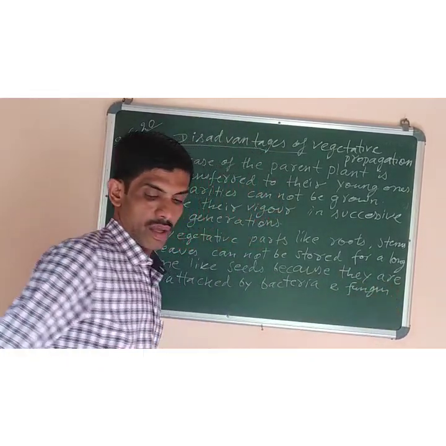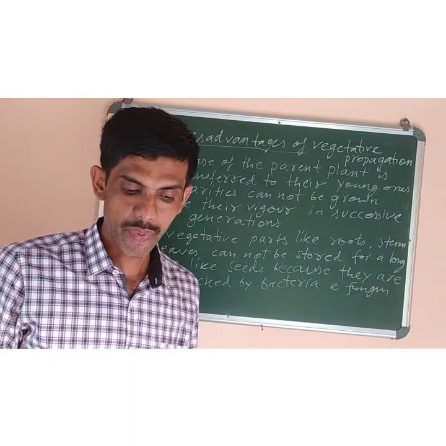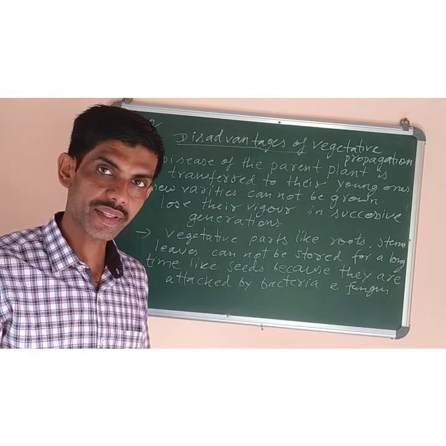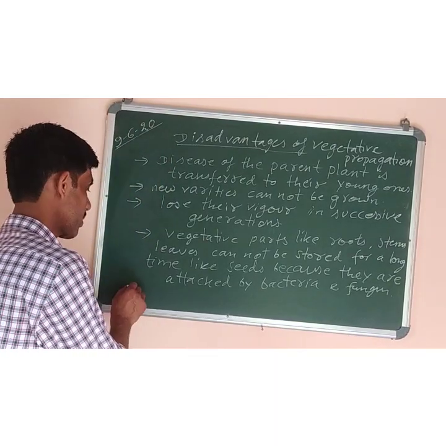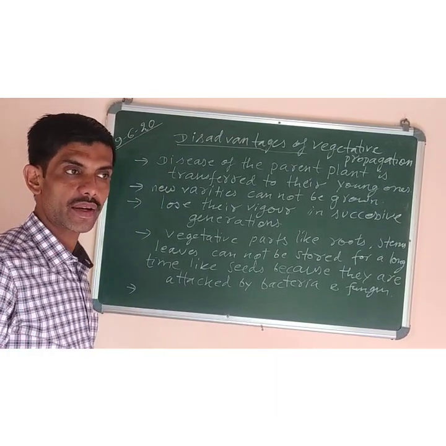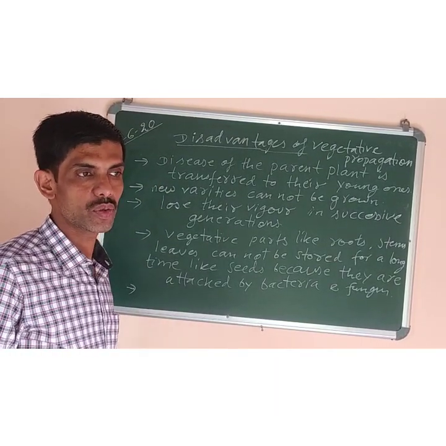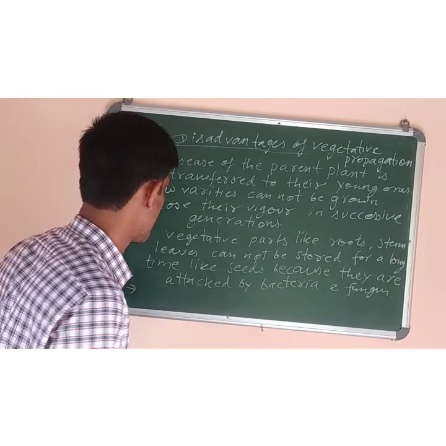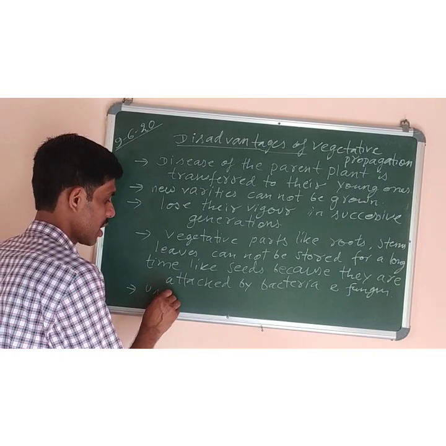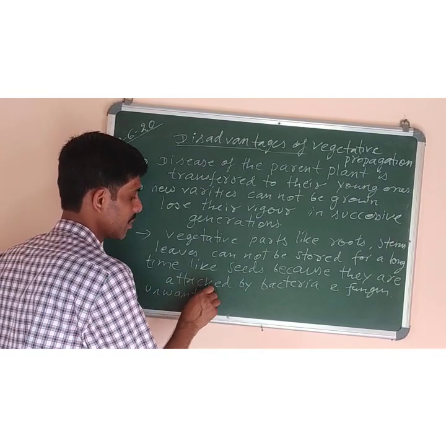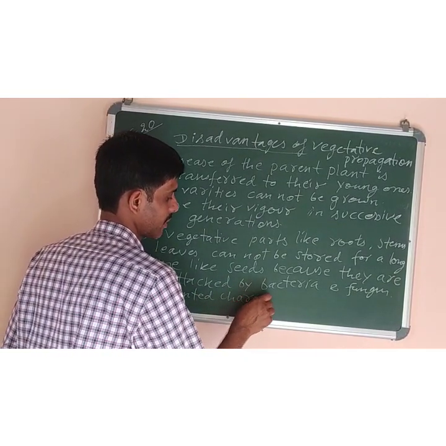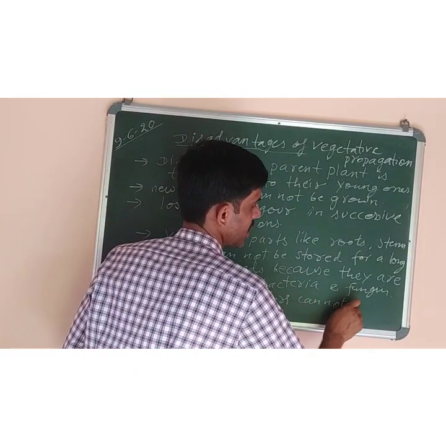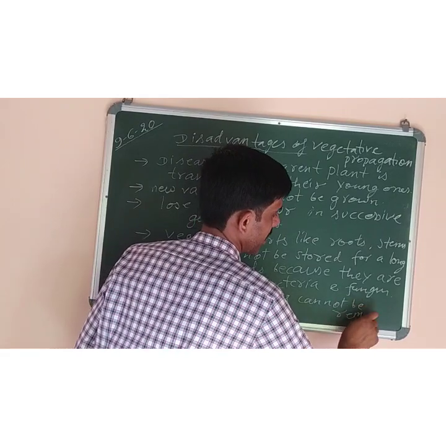Okay. Now any more point left? If the parent plant is diseased, it is transferred. Unwanted characters cannot be eliminated. One more point you can write. If any character is there which is unwanted, which we do not need in the new generation, that cannot be removed by vegetative propagation. So unwanted characters cannot be removed by this method.